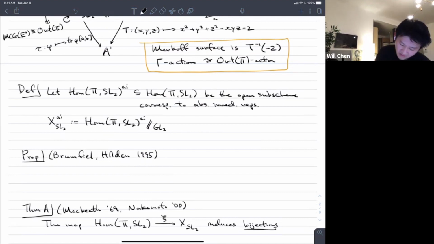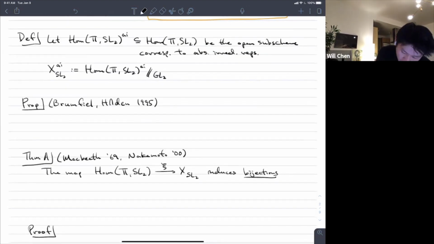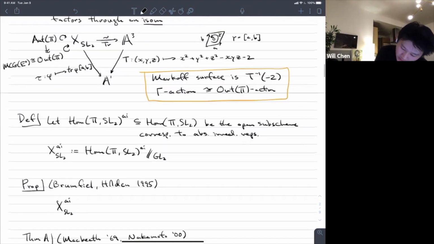Then it's a theorem of Broomfield and Hilden in the same book that, when restricted as follows, you can actually detect whether or not a representation is absolutely irreducible by looking at its trace invariant. So I should say that this is a function, right? It's basically some kind of number that you can associate to every isomorphism class of representations, and we call this the trace invariant.